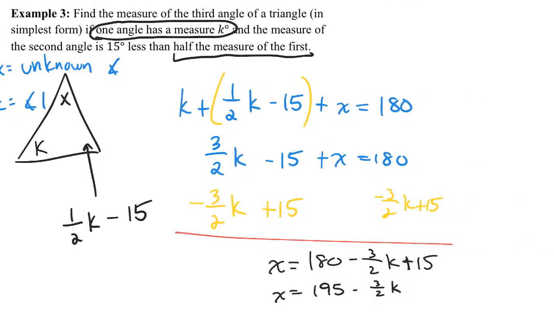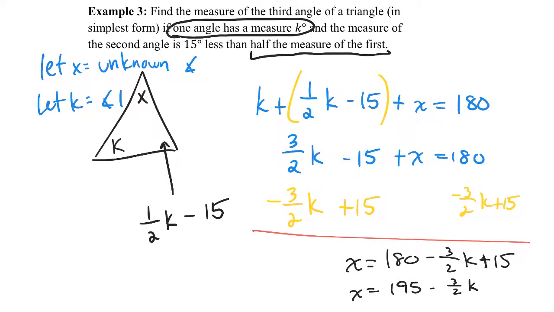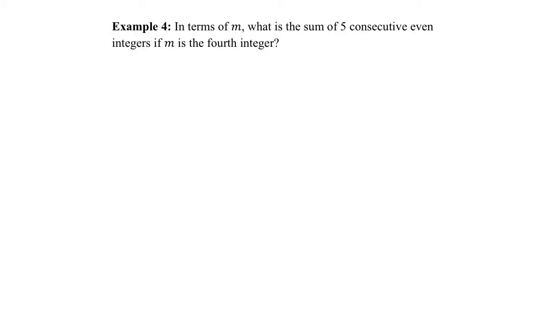Very good. Oops. Let's go to the next slide. That was our answer to this one. So again, notice these answers are in terms of other variables right now. In terms of m, what is the sum of 5 consecutive even integers if m is the 4th integer? I'm specifying this right now. So if m is the 4th integer, I'm going to write that down.